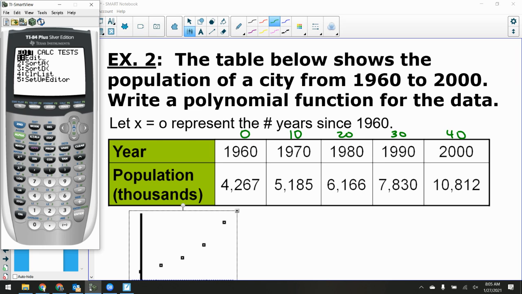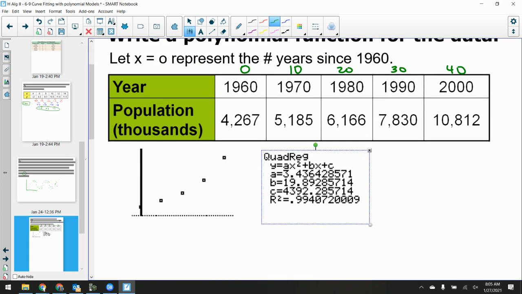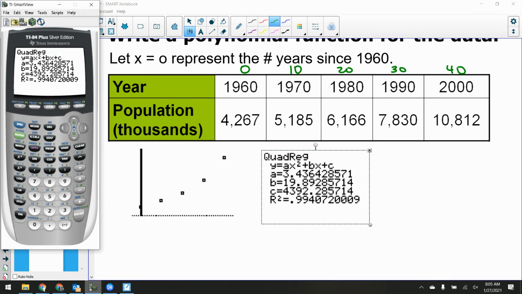I think we wanted to do quadratic, right? So stat calc 5. And there's our quadratic regression. Now, let's analyze our R squared value. Pretty good fit, right? 0.994, which makes sense. I said it looked pretty closely to the bottom of a quadratic. But guys, let's take a look at the other ones and see what happens.